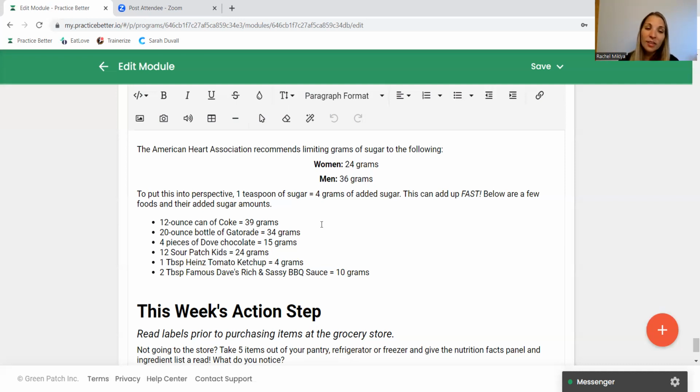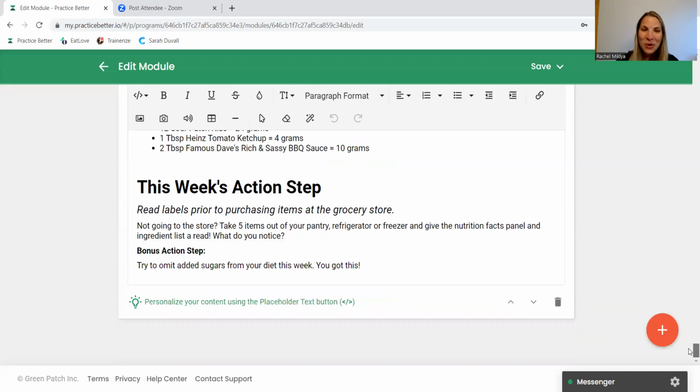So for this week, for your action step, we want you to read labels prior to purchasing items at the grocery store. And if you're busy and you're not going to the store this week, then take 5 items out of your pantry or your fridge or freezer and read the nutrition facts panel and ingredient list. And what do you notice? You may be surprised to see what's in some of those foods. And if you want to do a little bonus action step, you can even try to omit added sugars from your diet for the whole week. People don't realize how much it just sneaks in. And so trying to omit them for a full week would be an awesome goal for you to have.